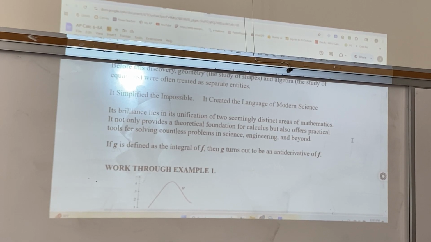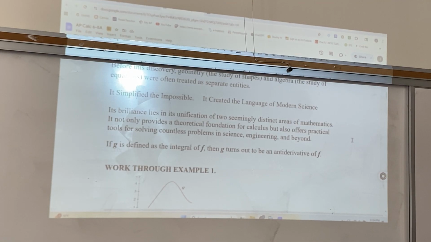Its brilliance lies in its unification of two seemingly distinct areas of mathematics. It not only provides a theoretical foundation for calculus, but also offers practical tools for solving countless problems that exist in science, engineering, and things we haven't even thought of yet. Okay. So if g is defined as the integral of f, then g turns out to be the antiderivative of f.